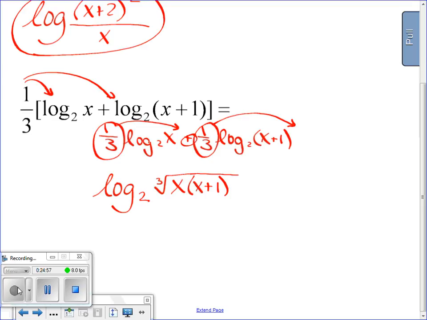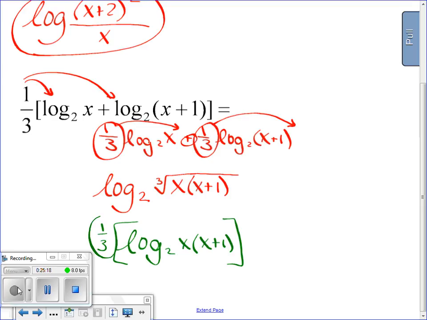The other way you could have done that, if you did not distribute first and worked on the inside first, you would have had log base 2. This would have made you multiply those, x and x plus 1. And then all of this goes to the 1/3, which would have made this go as an exponent for all of this, which would have stuck it all back underneath here.